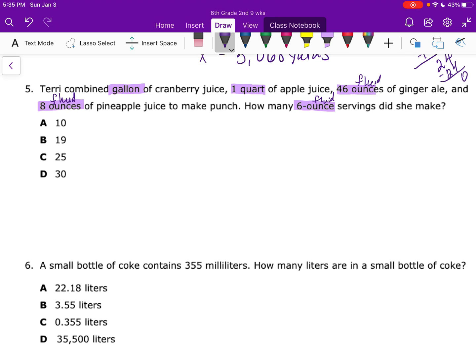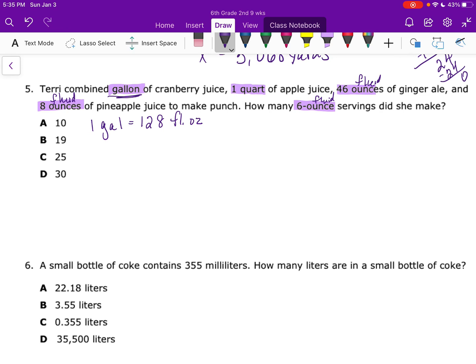All right, so we need to figure out how many 6 fluid ounce servings she made, right? So that means everything needs to go to ounces. So 1 gallon, if you look on your chart, what does it say 1 gallon equals how many fluid ounces? Yep, 128 fluid ounces. Good. A quart, I don't think it says on there, so we're going to have to figure it out.